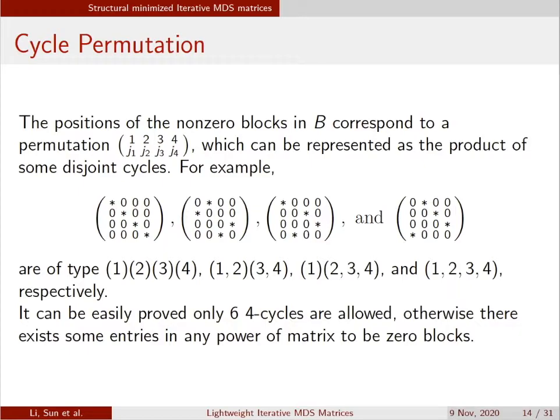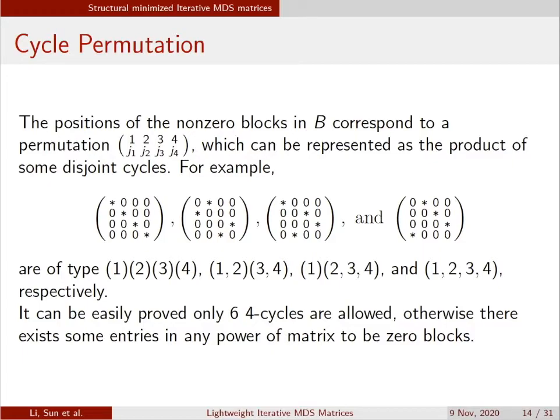Actually, it's because of the cycle permutation. We represent all possible matrix B in cycle permutation and try to find some equivalence. The positions of the non-zero blocks in B correspond to a permutation which can be represented as the product of some disjoint cycles. For example, here we got four matrices, and they are of different types. I mean, the first one includes four one-cycles, the second one includes two cycles, and the third one includes one cycle and one three-cycle, and the last one is just the four-cycle.